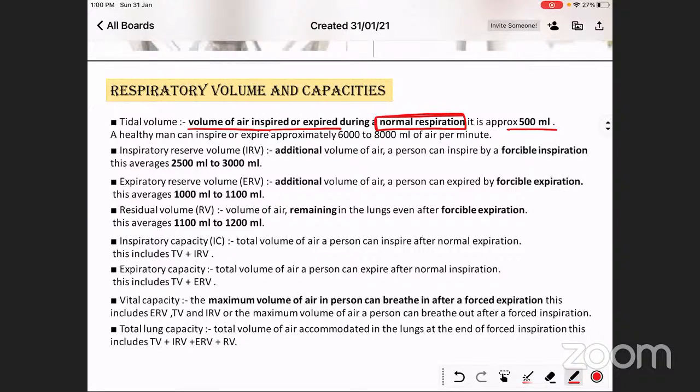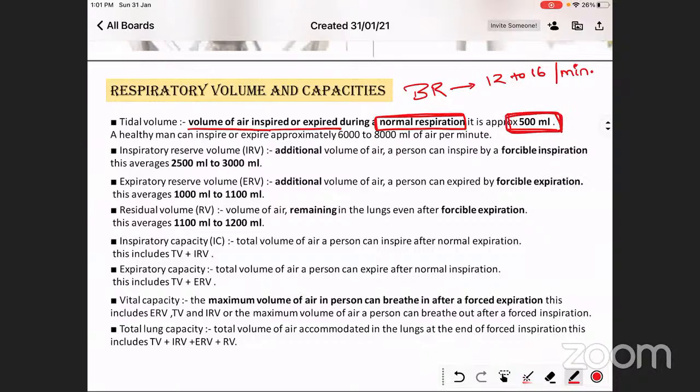But we all know that the breathing rate in humans, on average, is around 12 to 16 breaths per minute. In 60 seconds, in 1 minute, we are taking 12 to 16 breaths. So in one breath, I have already told you that a breath is inspiration plus expiration, that is around 500 ml in normal respiration.